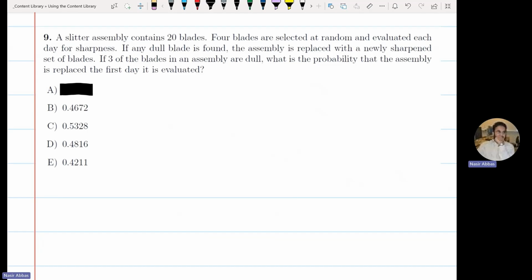A slitter assembly contains 20 blades. 4 blades are selected and evaluated each day for sharpness. If any dull blade is found, the assembly is replaced with a new assembly of all sharp blades. If 3 of the blades in the assembly are dull, what is the probability that the assembly is replaced the first day it is evaluated?